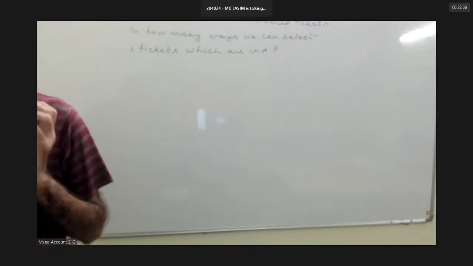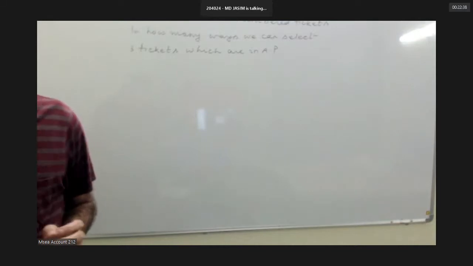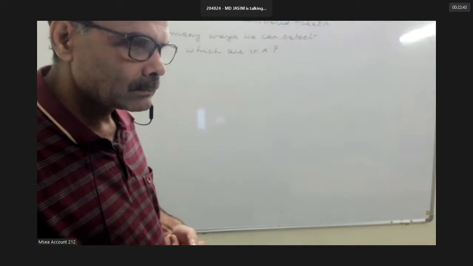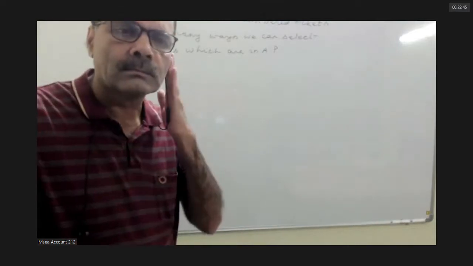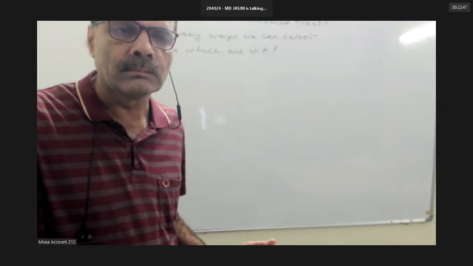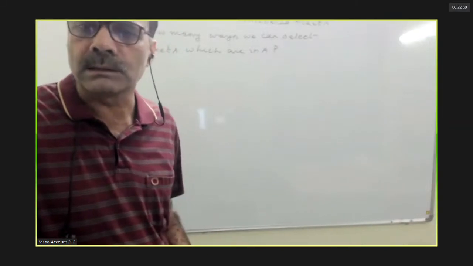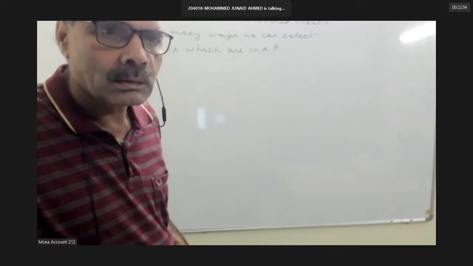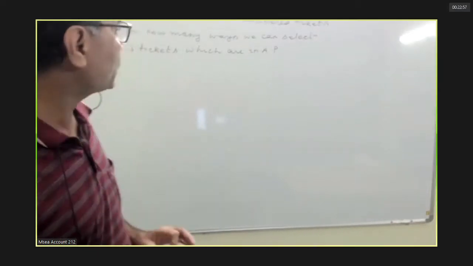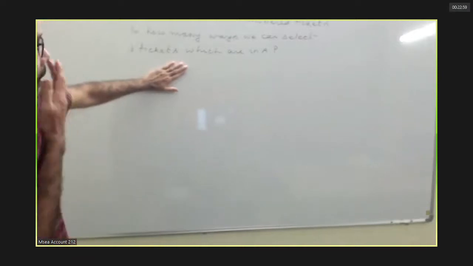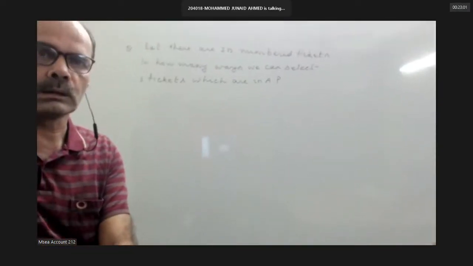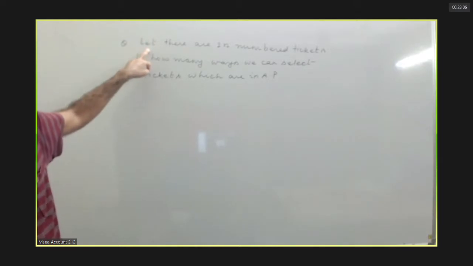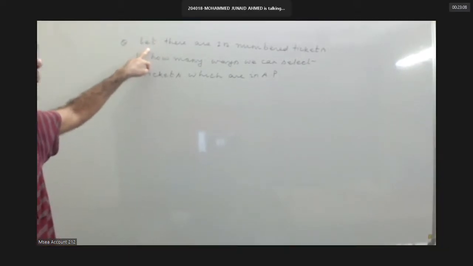We are not able to see the upper part of the boards. Your mic is not clear. Sir, can you please repeat? We are unable to see the upper part of the board. You wrote something upwards. Yeah, wait. Yes, sir, now it's visible.